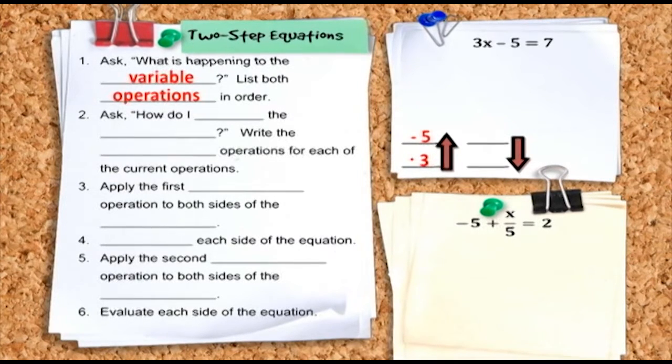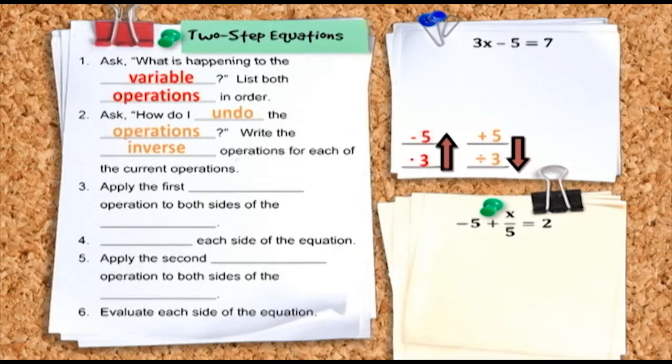Step 2, ask, how do I undo the operations? Well, I know what my operations are. I even know the order they're presented. I need to write the inverse operations for each of the current operations. Well, the inverse of minus 5 is plus 5. The inverse of times 3, or multiplication, is dividing by 3.